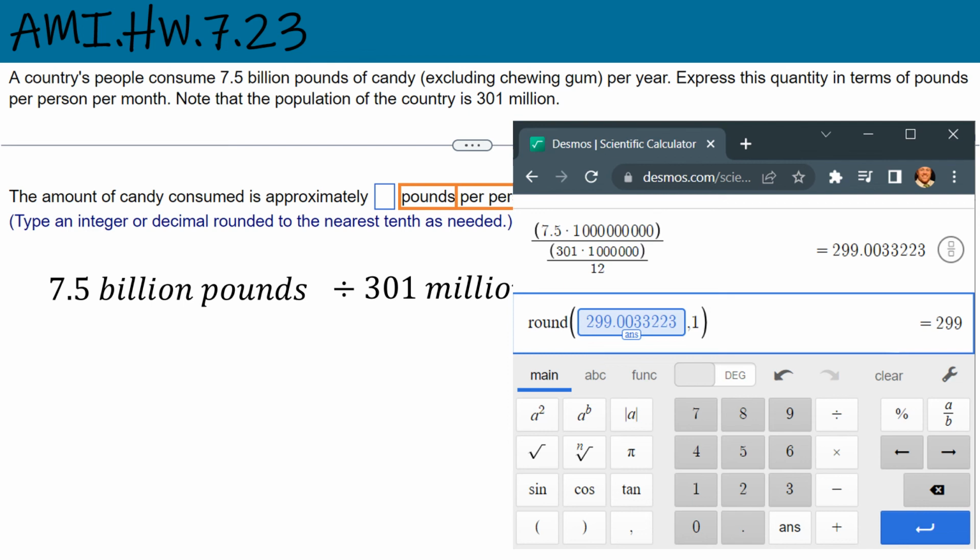I want you to notice I used the rounding function, and it said type an integer or decimal rounded to the nearest tenth. When I tried to get it to round to the nearest tenth, I put a comma and then 1, so it would round to 1 decimal place. But it didn't give me any decimal places. Why is that? If we look at the number we got, 299.0, when we round it, it would be 299.0. It also says as necessary, so we're not actually going to need to put a .0 there. If you put 299.0, that's fine. If you put 299, that's fine too.